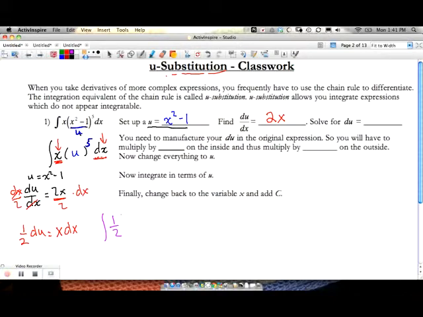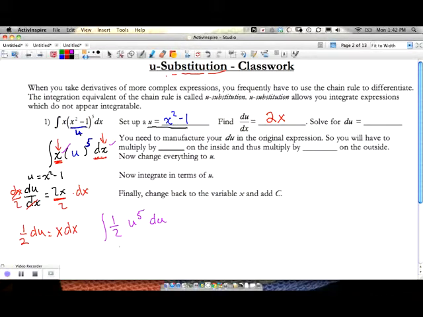Just kidding. All right, so we got 1/2 and du. And that got rid of the x and the dx. And then we got the u to the 5th. Now that we're here, this is so easy to integrate.